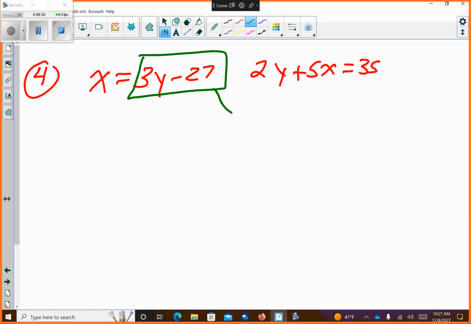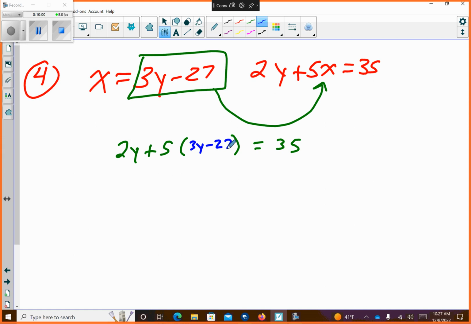So I'm going to take this, and in my other equation, I'm going to replace that x. So I'm going to write 2y plus 5 parentheses equals 35. Where those parentheses are is where x used to be, but I'm going to replace x with what I found that it's equal to. It's equal to this. You see how I just slipped right in there? Looks like a little distributive property is going to take place here.